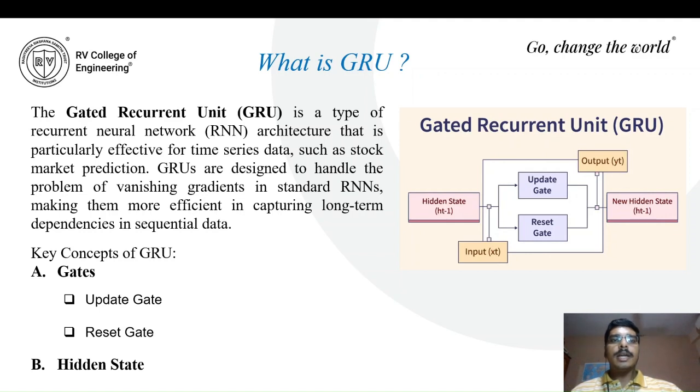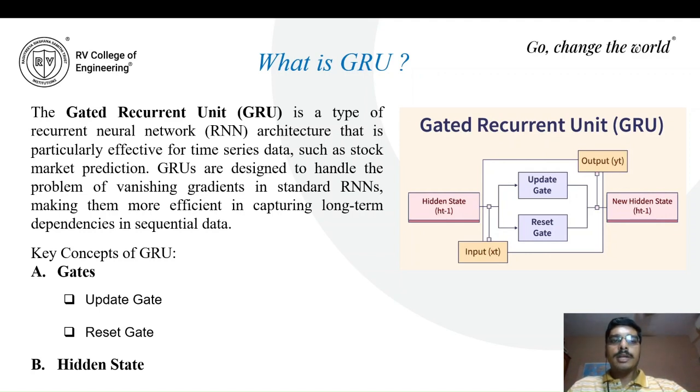GRU, also known as Gated Recurrent Unit, is a type of recurrent neural network architecture that is particularly effective for time series data, such as stock market prediction. GRUs are designed to handle the problem of vanishing gradients in standard RNNs, making them more efficient in capturing long-term dependencies in sequential data. The key concepts of GRU are gates and hidden states.